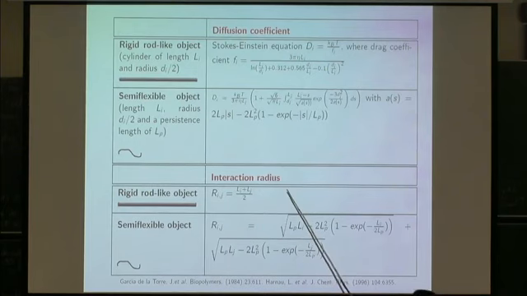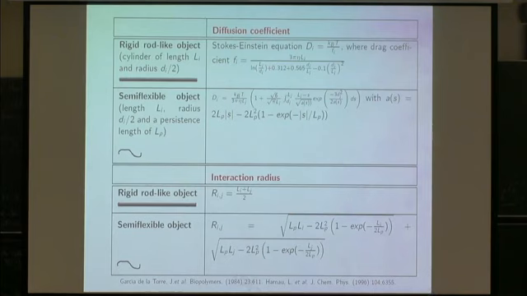And for the interaction radius, for the rigid case, when I assume uncooked spaghetti, it is just the sum of the radii of the two objects. And in the case of the semi-flexible object, I just use the mean square end-to-end distance. So that depends on whether I want to have a cooked spaghetti or uncooked spaghetti to describe my filament.